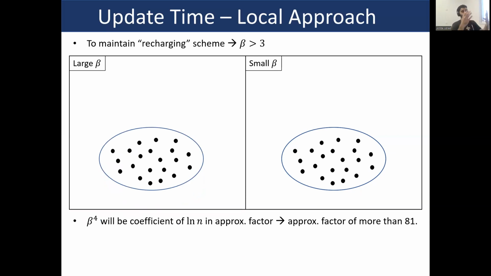And beta, so this means we have to take a large beta, and beta to the power of 4 will be the coefficient of lambda in the approximation factor. So we get more than 81 because beta will be larger than 3.